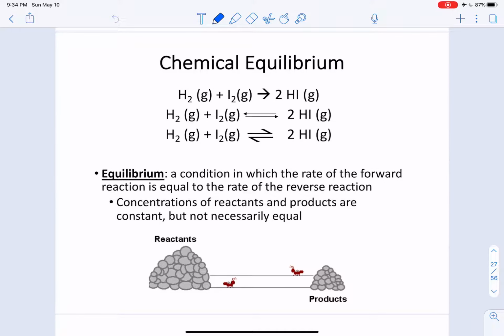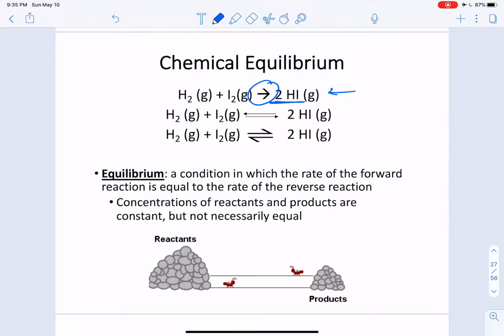Hi students, we are still in chapter 6 and we need to talk about something called chemical equilibrium. Now if we take a look at the first equation, we have hydrogen gas and iodine gas and they are reacting to form HI. And we see that we've got the regular old arrow that we're used to, and that indicates to us that we take all of our hydrogen gas and all of our iodine gas and it all gets made into a couple of HIs right here.